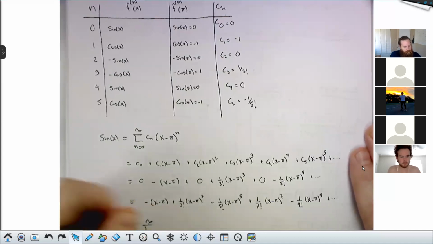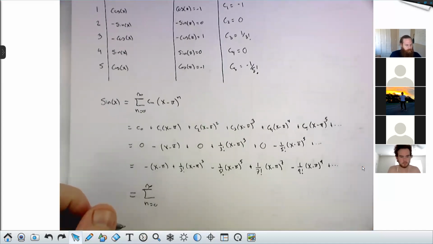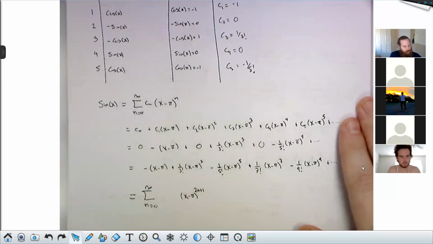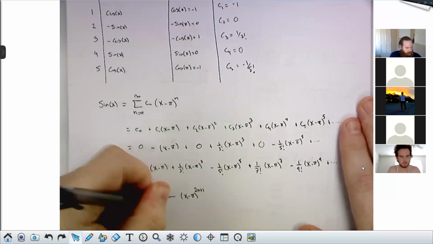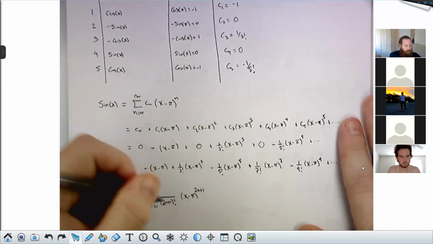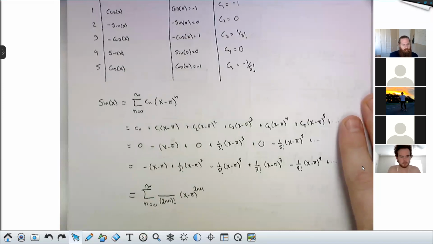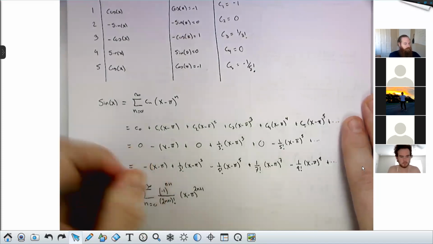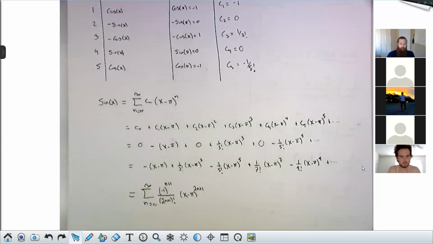So if I want to write this as a sum from n equals 0 to infinity, I will definitely have my (x minus pi) to the 2n plus 1. I definitely have a (2n plus 1) factorial downstairs, the factorial of the odd numbers. And upstairs here, rather than a negative 1 to the n, which with the series starting at 0 would be first term positive, I'll have a negative 1 to the n plus 1. So this is all very, very similar to the Maclaurin series, just a little bit different.